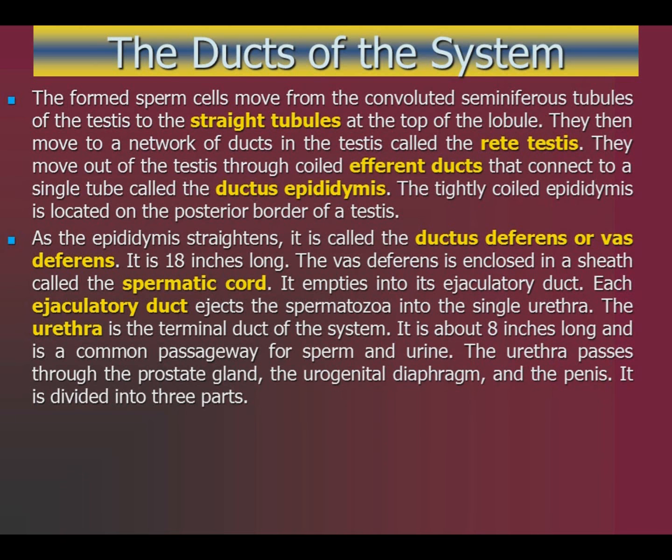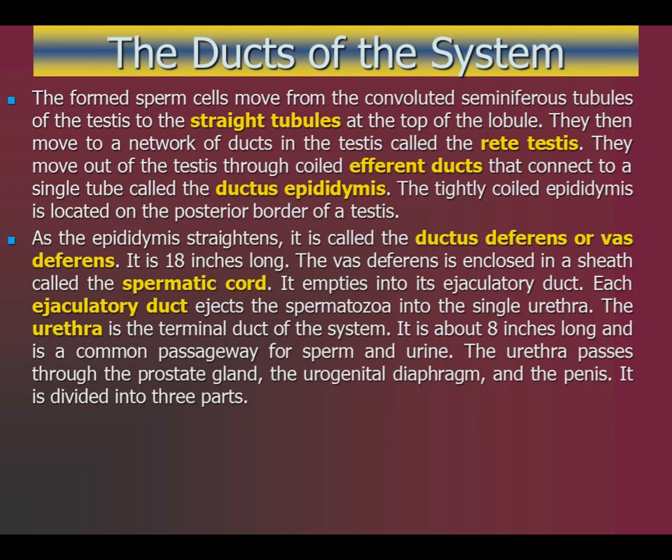The next part of the tube is the ejaculatory duct. Posterior to the urinary bladder, each ductus deferens joins its ejaculatory duct. Each duct is about 1 inch long. The ducts eject spermatozoa into the urethra.